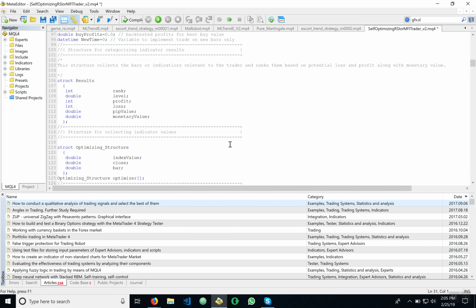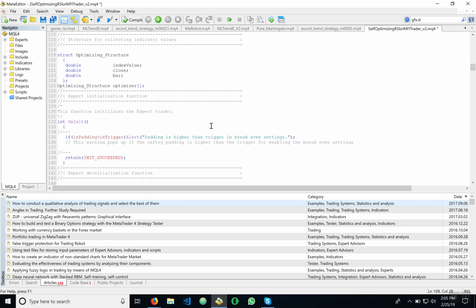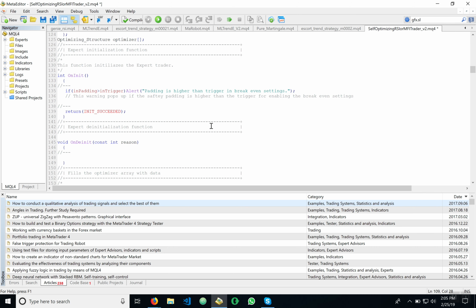Now, the next important piece of code here is the structure that collects bars or indicators relevant to the trader and ranks them based on potential loss and profit along with the monetary value, as we can see here. Now let us move on to the functions of this trader.